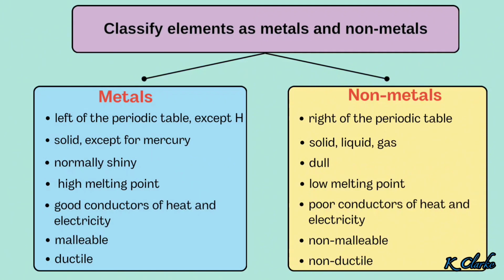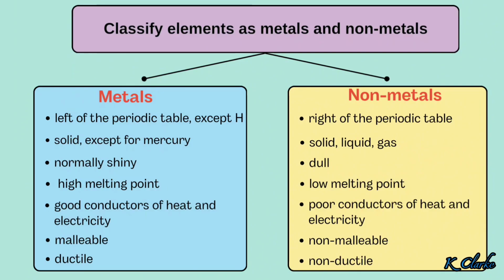In contrast, nonmetals are located to the right of the periodic table. They exist in all three states of matter. However, majority of the nonmetals are gases. Nonmetals are dull and have a low melting point. They are poor conductors of heat and electricity. Nonmetals are non-malleable, which means they cannot be beaten into sheets, and they are non-ductile, meaning they cannot be drawn into wires.